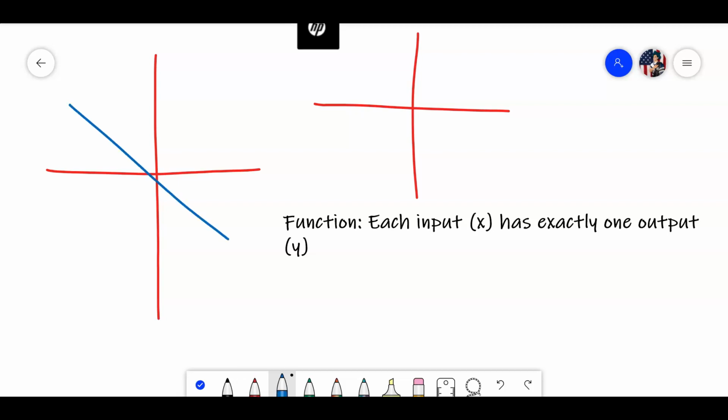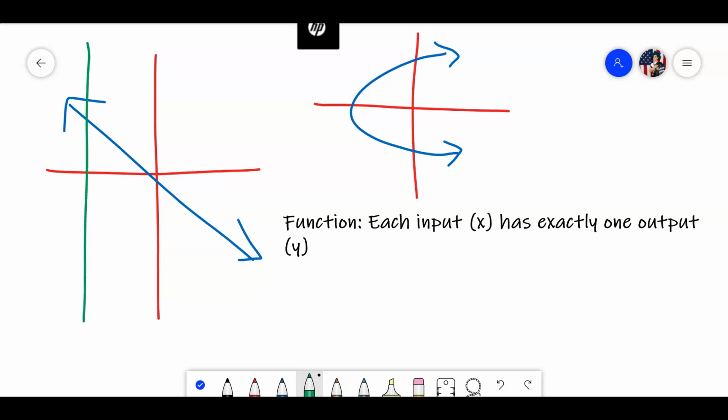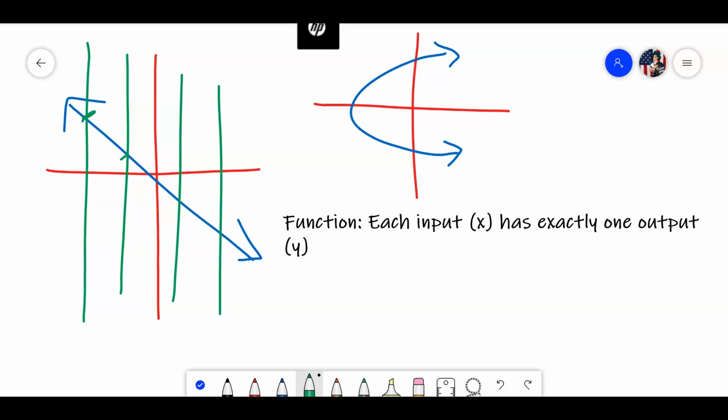Okay, so I'm going to do this. Let's say I have a linear equation, and over here I'm going to have a sideways parabola. If you don't know what that is, you'll learn. In green, I'm going to do the vertical line test. The vertical line test says if I make a vertical line, how many times should it cross? One time. If it only crosses one time, then that is a function.